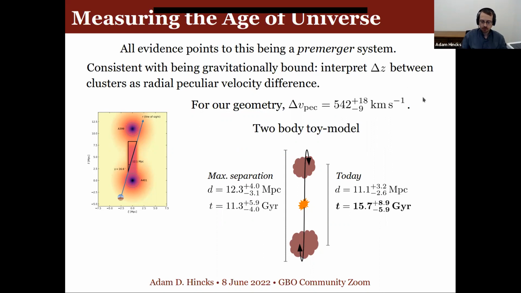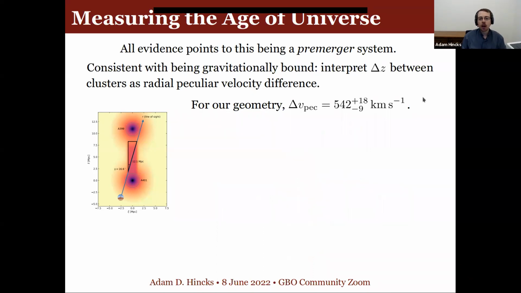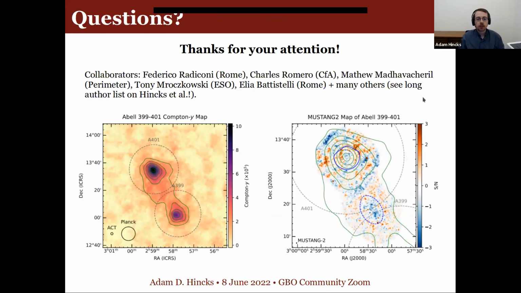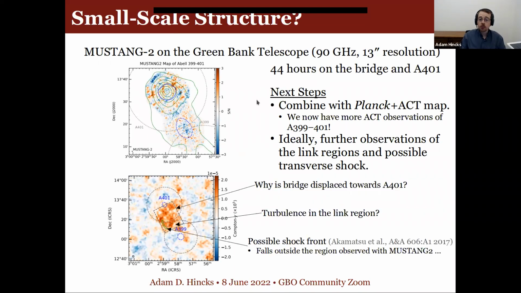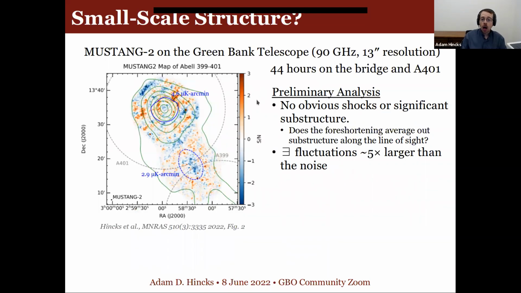Another question: do you have any quantified parameter to measure the turbulence? No, at this point, all we did was measure the amplitude of the fluctuations. So I mean, that is quantitative. We have a noise level, and we find that the actual signal that you're seeing here is about 5 times larger than that noise. But that's the only quantitative number that we have.